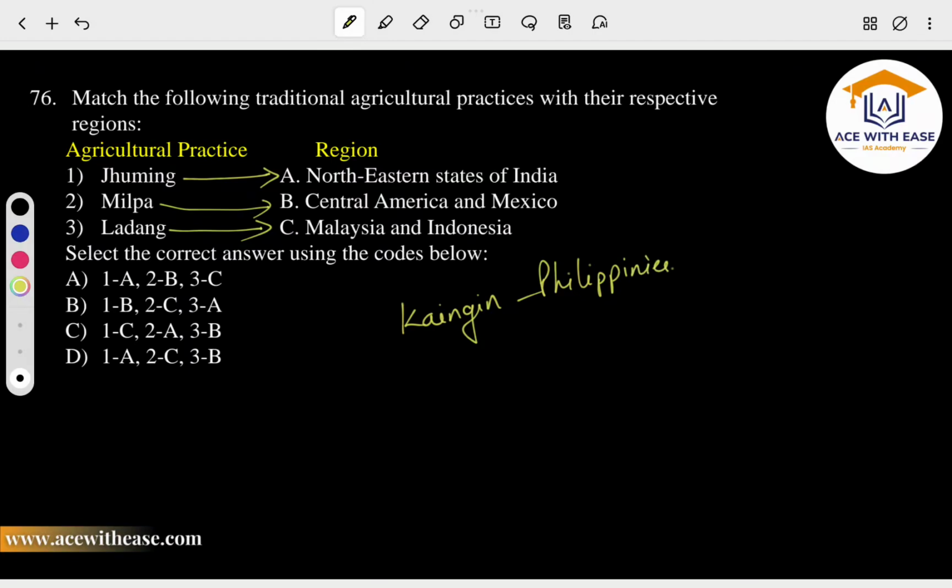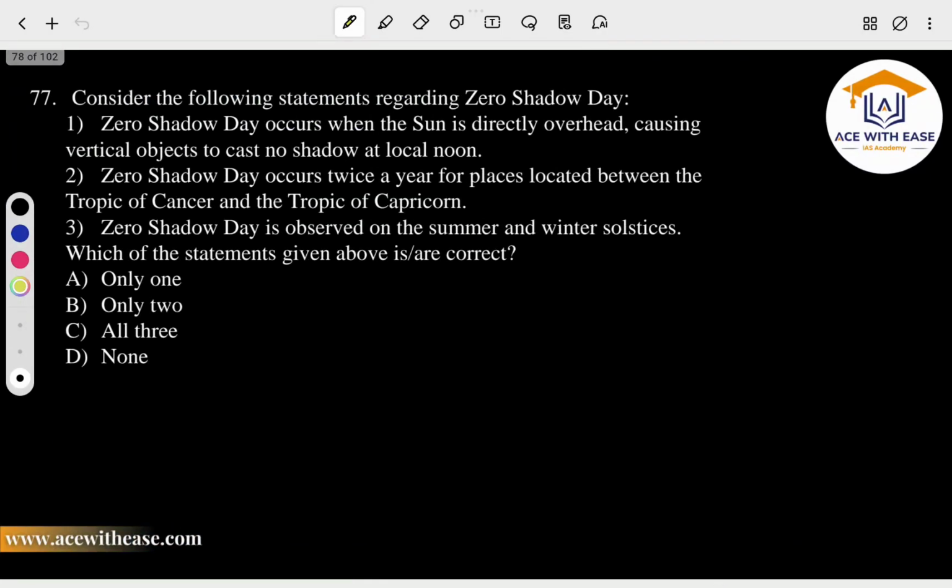Now all these are the different names of the shifting cultivations that are present. So here the option is A, B, C is the correct. 77.